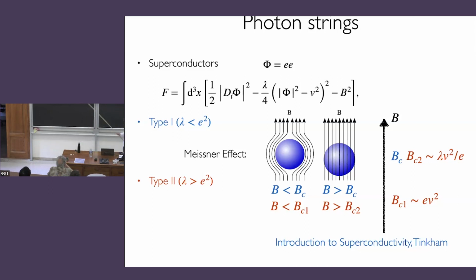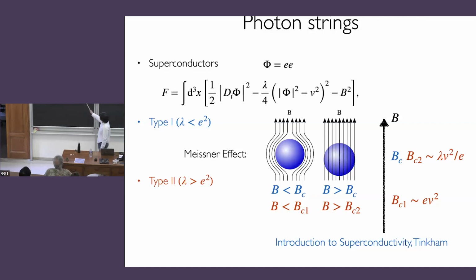which is when the quartic is smaller than the electric charge. One thing I need to say: for all of this discussion, I'm taking the Fermi velocity to be 1, so that I'm not keeping track of velocities, just like we take c equal to 1 in particle physics. In the limit where the quartic is smaller than e squared, it means the coherence length is longer than the magnetic penetration depth.